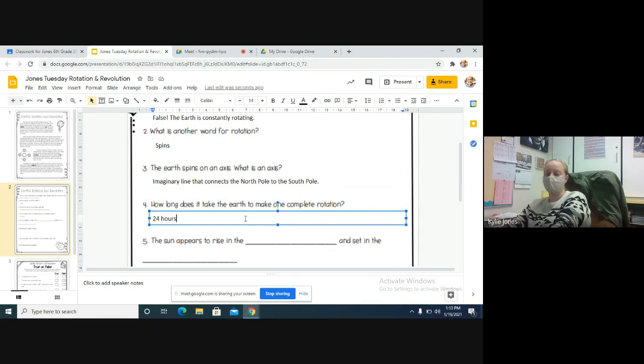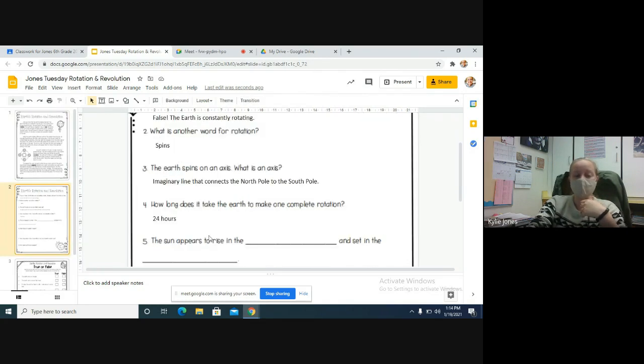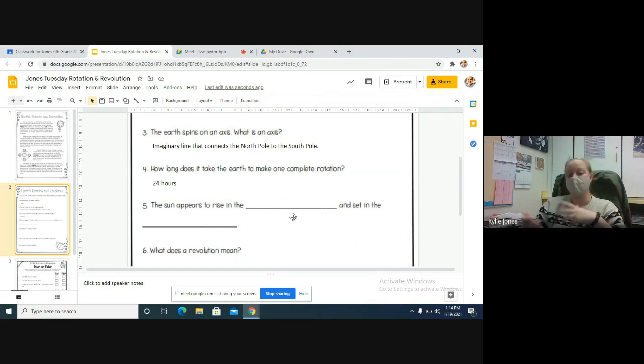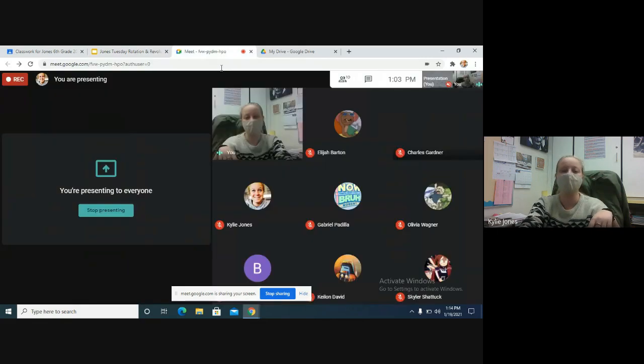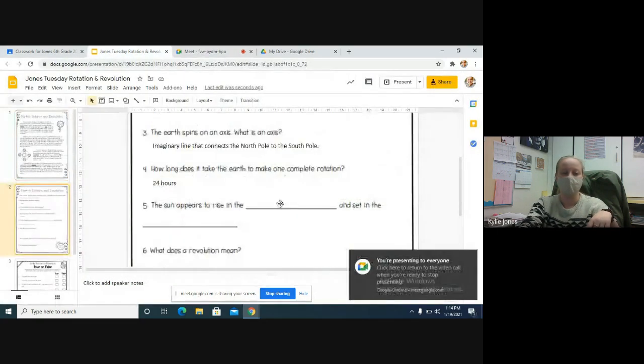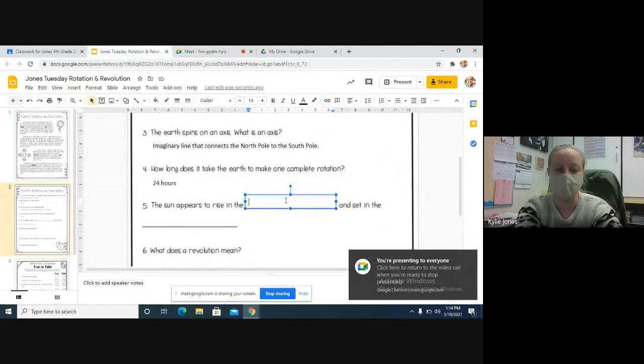This one, the next one, number 5, I'm going to have to go back and read again because I always get the two mixed up, so I want to make sure that we're right. Number 5 asks us, the sun appears to rise in the what and set in the what? All right, so it appears to rise in the east and set in the west. Oh, that's the wrong page. So rise in the east.